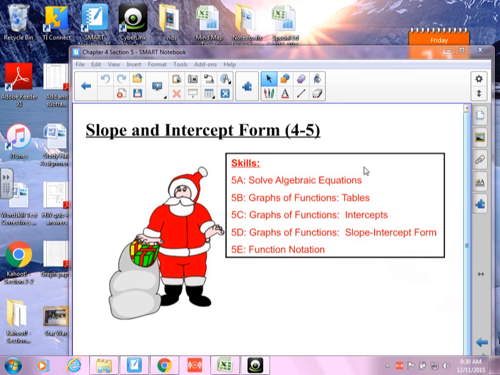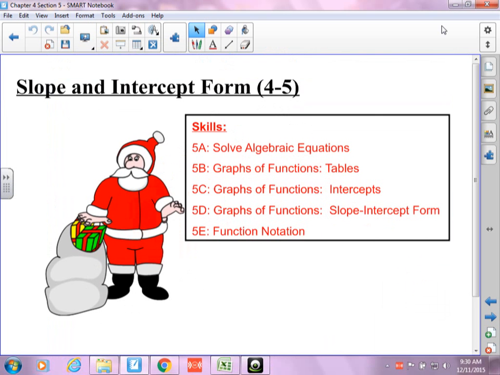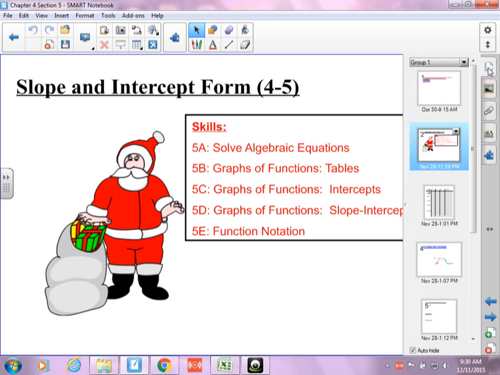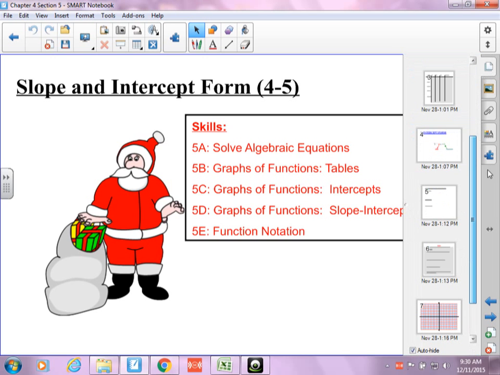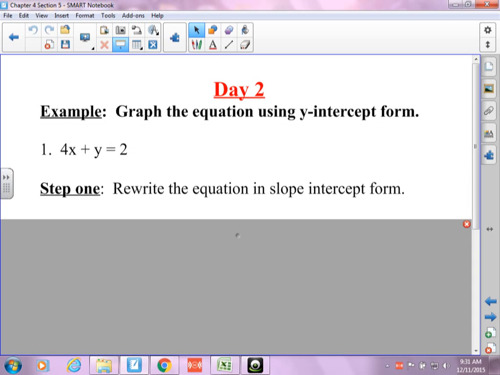Right. So today we're going to do section 4-5, but we've done the first part already, so we're going to move right on down to part 2. Part 1, if you remember, we got y by itself, so it's y equals mx plus b. We pulled out our m and our b's, and that essentially was your homework. Hopefully you did it and checked your answers. Okay? Let's look at day 2.